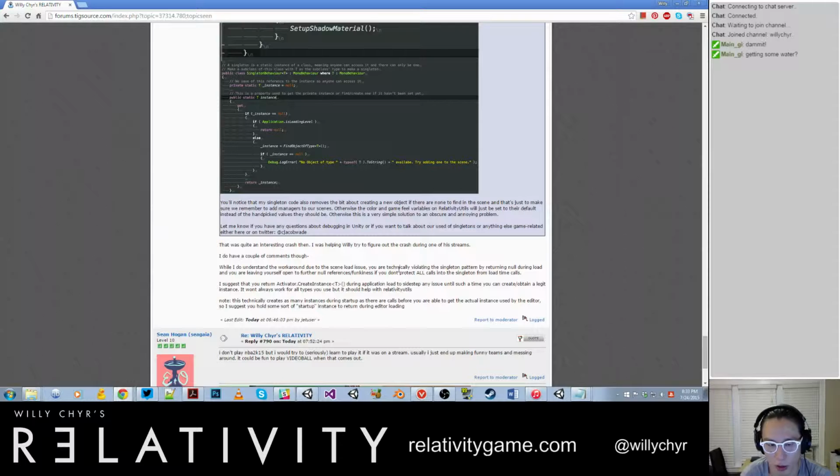I suggest you return Activator.CreateInstance during application load to sidestep any issue until such a time you can obtain a legit instance. Won't always work for all types you use, but it should help with Relativity Utils. This technically creates as many instances during startup as there are calls before you're able to get the actual instance used by the editor. So I just suggest you hold some sort of startup instance to return during editor loading.